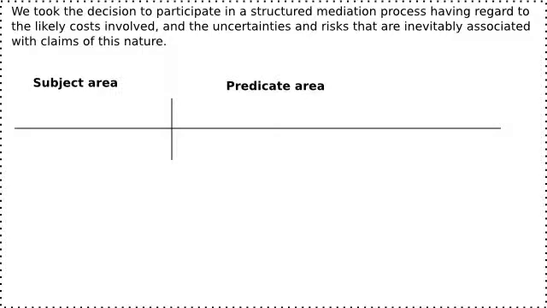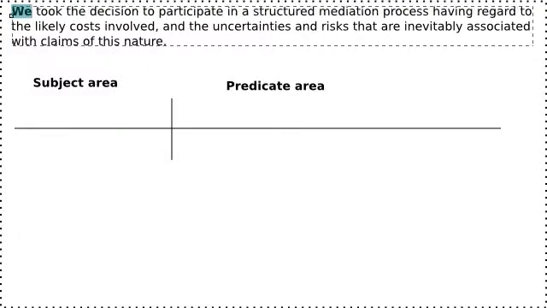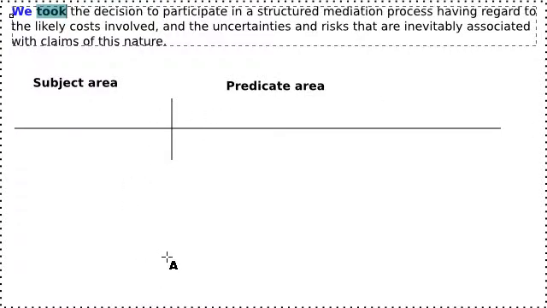First thing to do is to identify and highlight the subject, the actor, in this case, we, and we'll make the subject bold and blue. Next, we'll highlight the verb. What did we do? We took. We'll make took, the verb, bold, and I always highlight verbs in red.